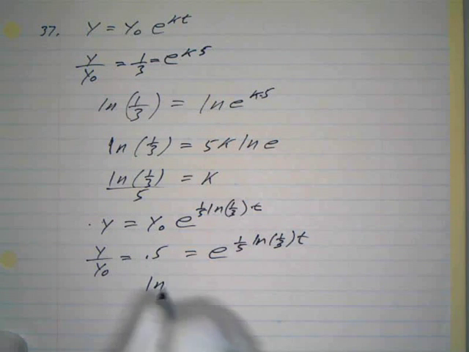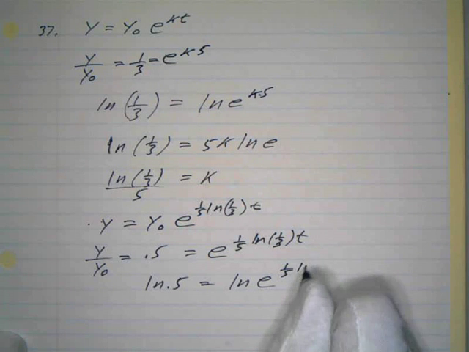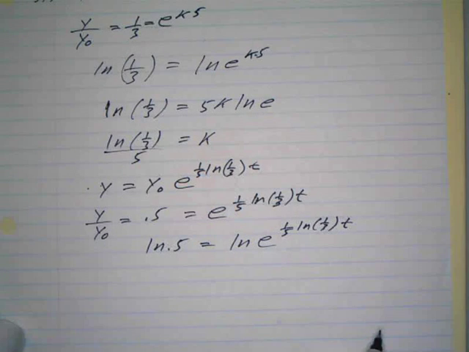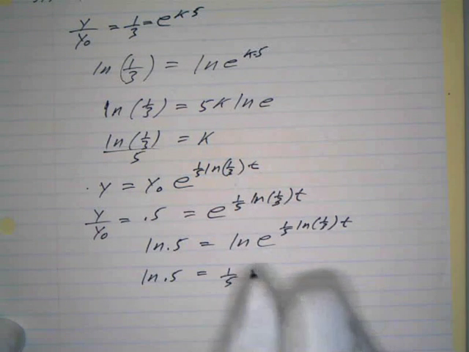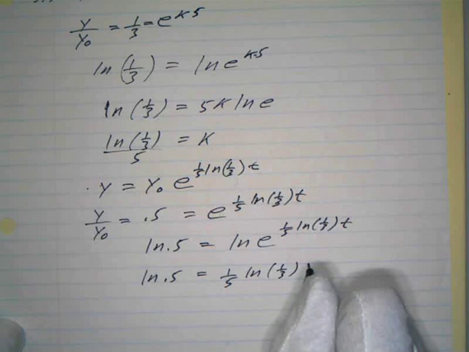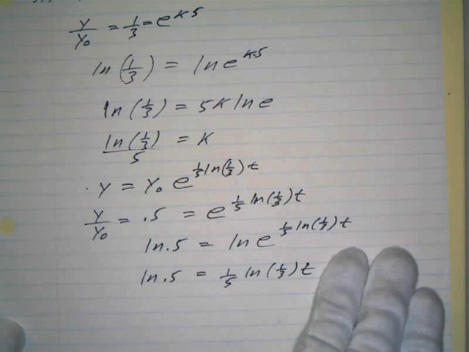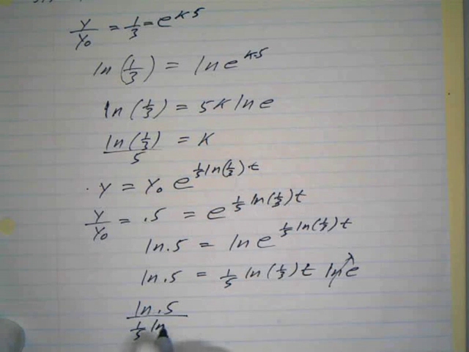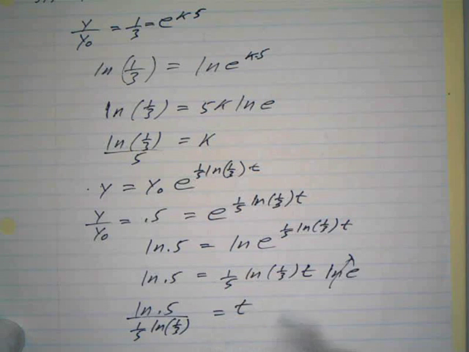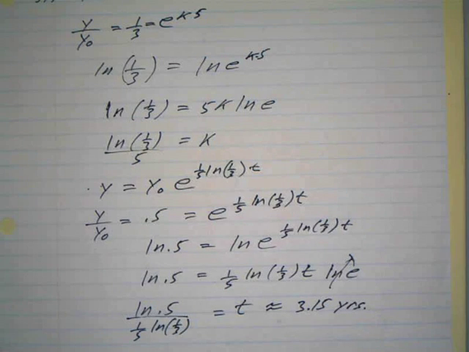And then again, I take the natural log of both sides. The natural log of 0.5 equals the natural log of e to the 1/5 natural log of 1/3 times t. Then I bring the exponent in front, so I get the natural log of 0.5 equals 1 over 5 times the natural log of 1/3 times t, times the natural log of e, but that's just going to go to 1. So in order to find t, I have the natural log of 0.5 divided by 1/5 the natural log of 1/3 equals t. When you work that out in your calculator, you get t is approximately 3.15 years. So that's the half-life.